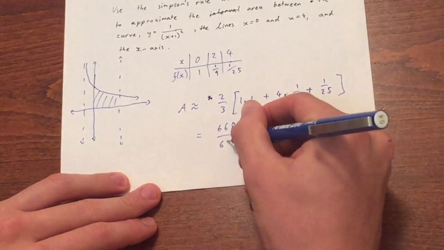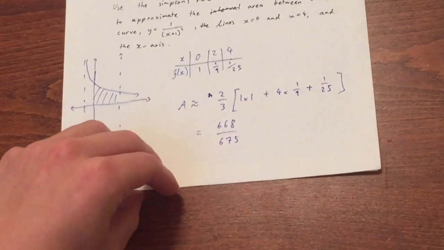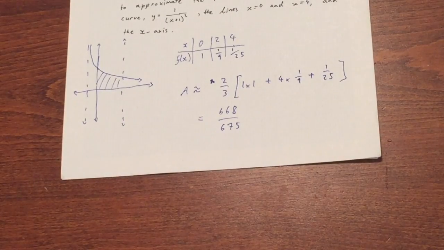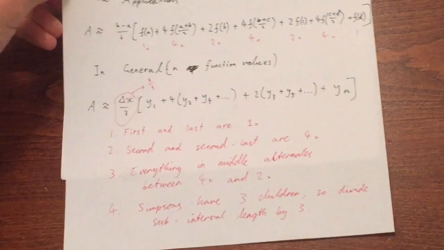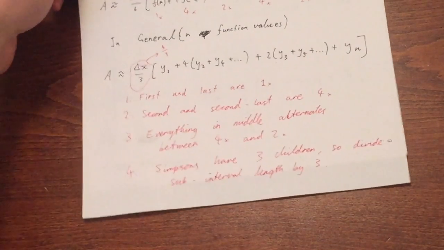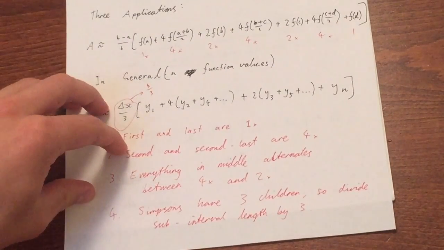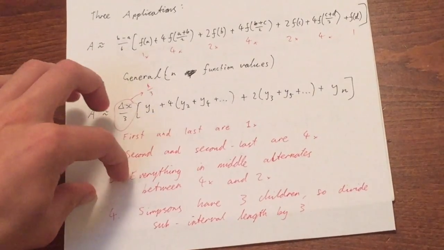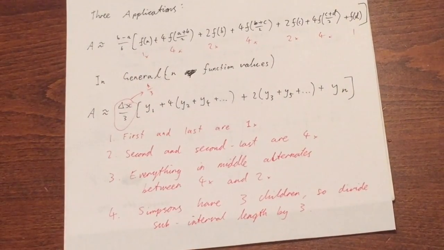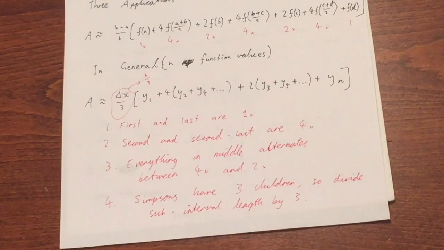which gives us 668 on 675. Alright, I hope you found this video helpful, and most important is to remember those 4 tips: that the first and last multipliers are 1, second and second last are 4, everything else alternates between 4 and 2, and to remember to divide the subinterval length by 3.